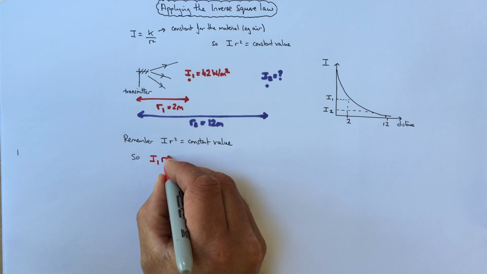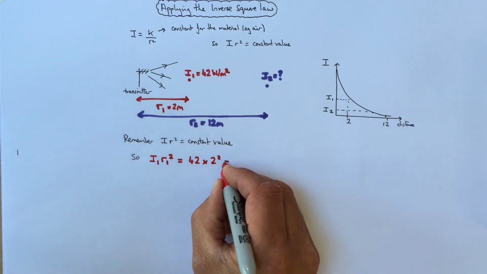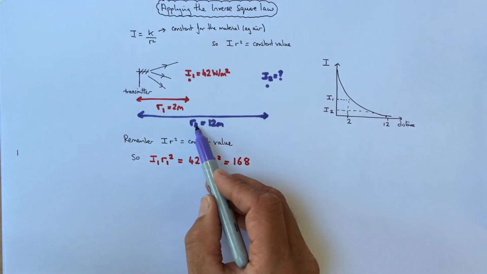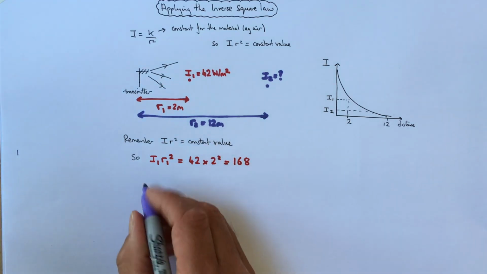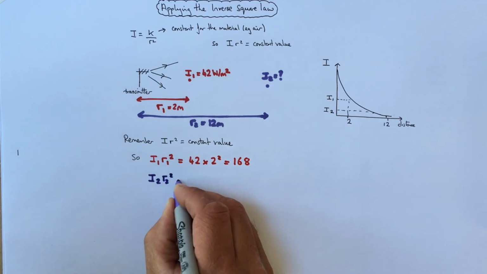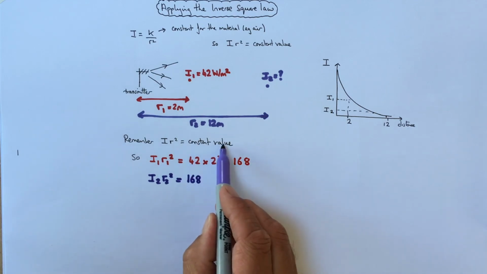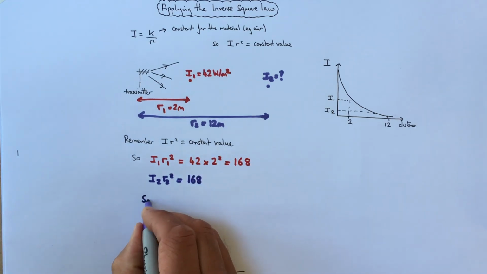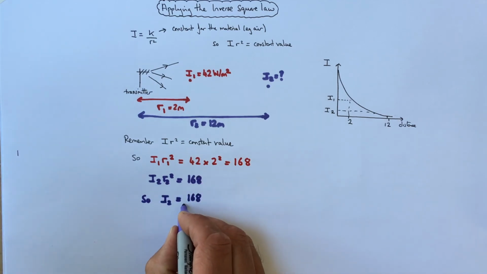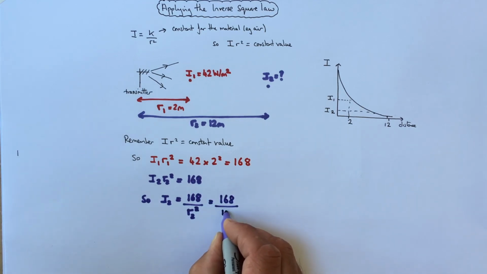So the intensity at position 1 of 2 metres is 42. So I1 R1 squared is equal to 42 times 2 squared, which is 168. So we want to know the intensity I2 at a distance of 12 metres away. So I2 R2 squared is also going to equal 168, as they both equal the same constant value. So I2 is going to equal 168 divided by R2 squared, which is going to equal 168 divided by 12 squared, which is equal to 1.2.